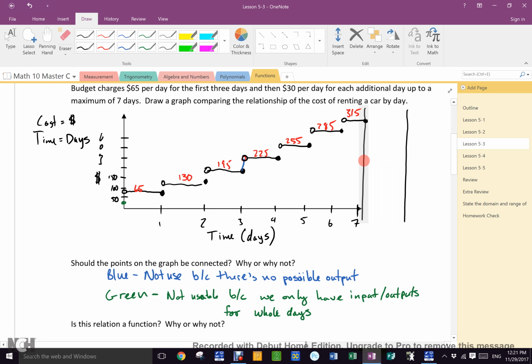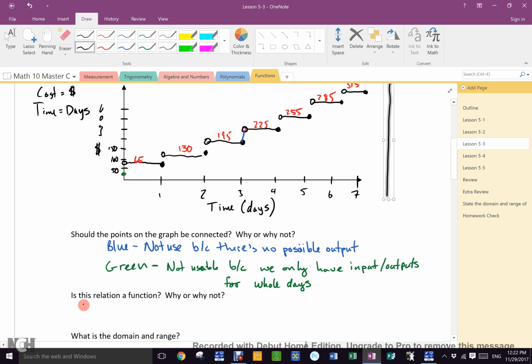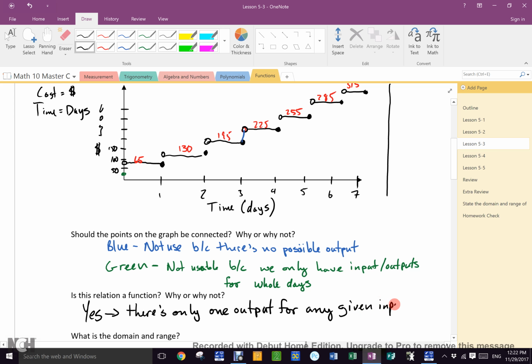Are we okay? Yeah. Why? I'm going through two dots. The top one doesn't exist. So is it a function? Yes. What makes it a function? Yes, there's only one output for any given input.